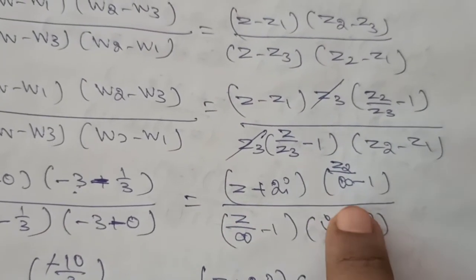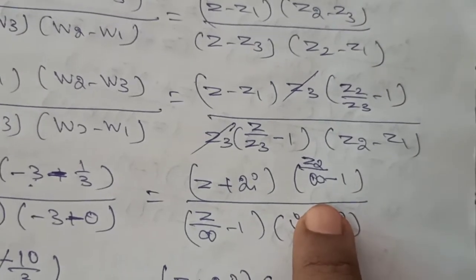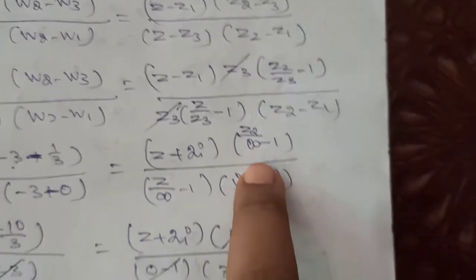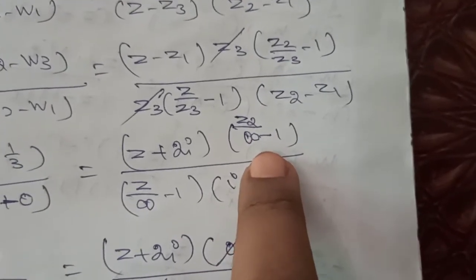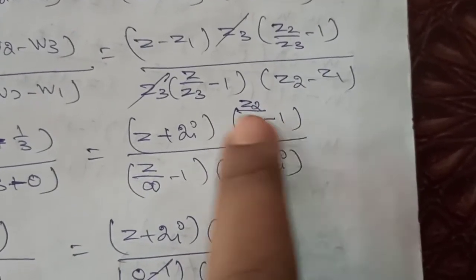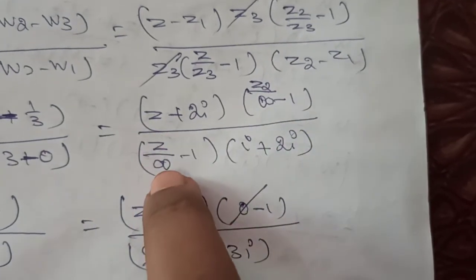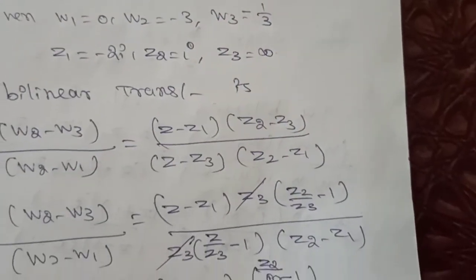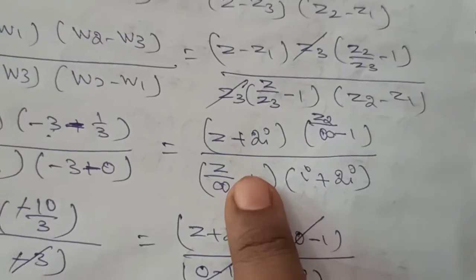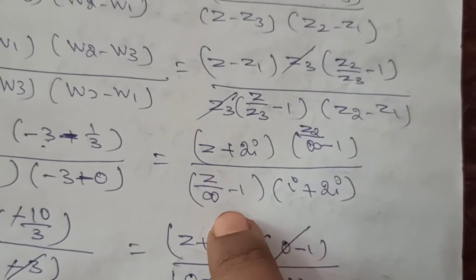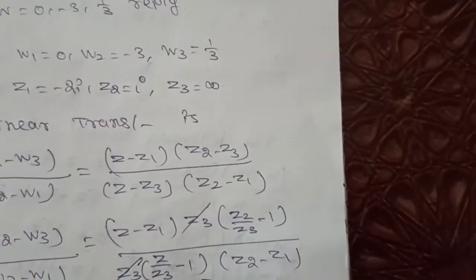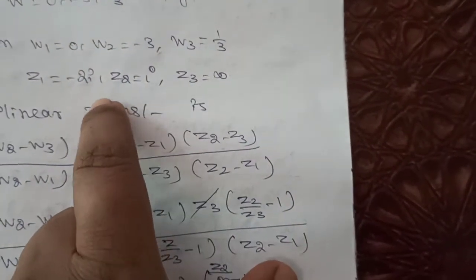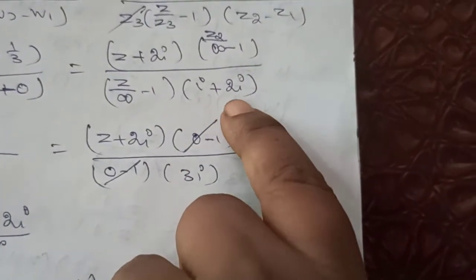So z plus 2i into z2 divided by z3, where z3 is infinity. Substitute here: z2 divided by infinity minus 1, divided by z divided by infinity minus 1, into z2 minus z1. Z2 is i minus z1, which is -2i, that is minus into minus, so plus 2i.